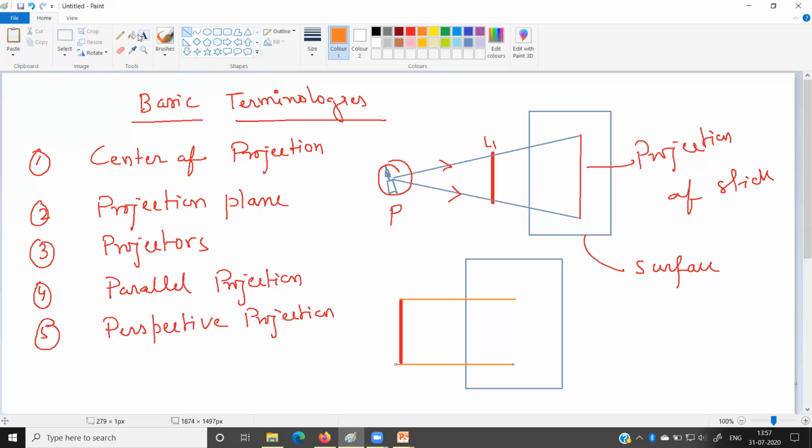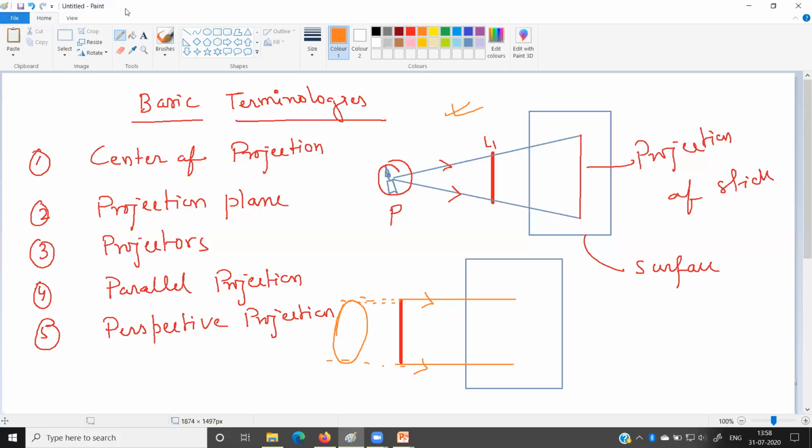And here you can see one important thing: the projectors, that means these two lines, are parallel to each other, whereas in this example you can see these two projectors are not parallel to each other, they are meeting at the point P. But here in this example, the light sources are coming from somewhere over here. So this entire region is the light sources. Light sources are coming from over here, and the projectors are parallel to each other.